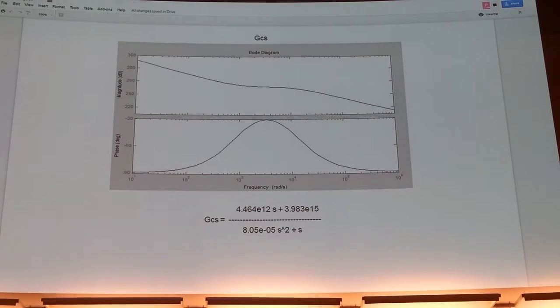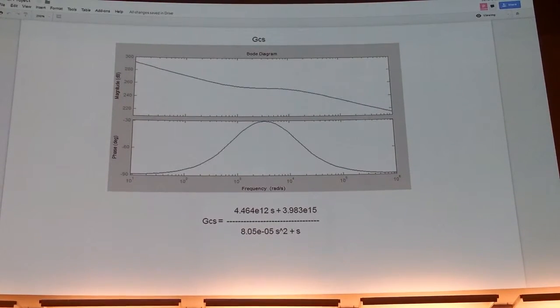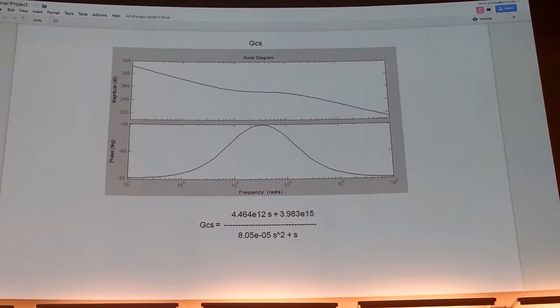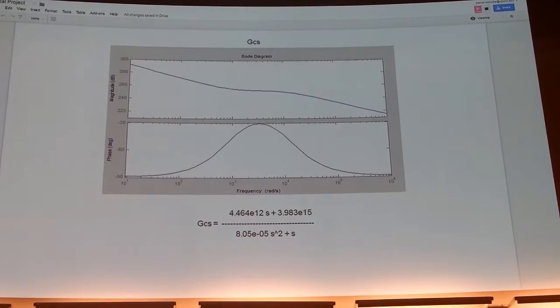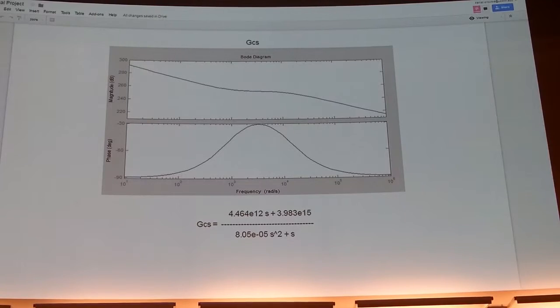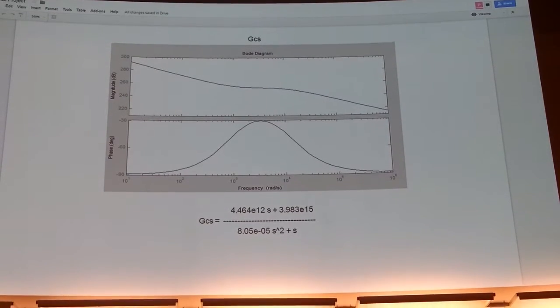So here is the Bode plot for our controller transfer function. At the top of the curve of the bottom graph, it can be seen that the crossover frequency is around 2.2 kilohertz. The magnitude at this frequency is around 255 decibels, and the transfer function is written below.